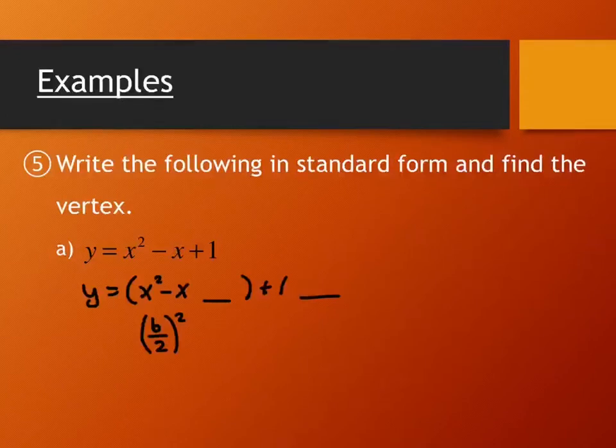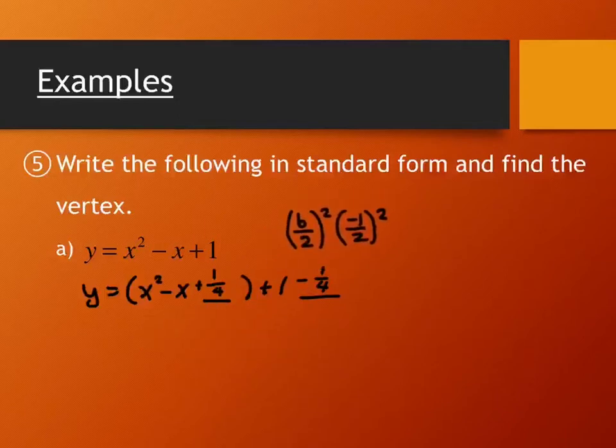So our b value on this one is actually a negative 1. So negative 1 divided by 2 is negative 1/2, and then squared gives me actually 1/4. So we're going to add a 1/4 into our equation here. But if we add a 1/4 to compensate, we will also subtract a 1/4. Okay, so that's how that one would actually work out in terms of the choice of values to add.